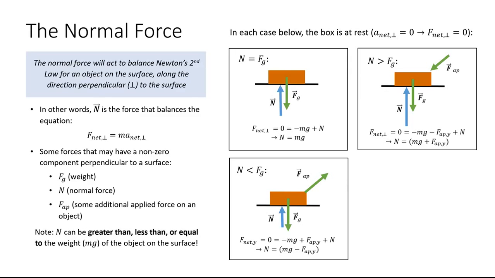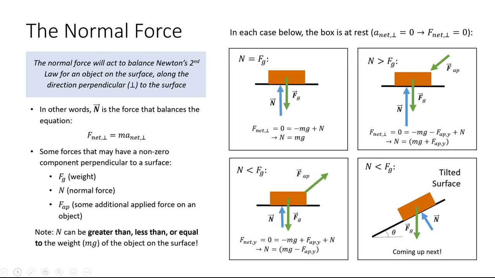Okay, and so we can see here that because the net force on the box in the y direction, or in the direction perpendicular to the surface, has to be 0 because it's not accelerating, the normal force in this case is going to be the weight minus the applied force. So because you're pulling up a little bit on the box, the normal force has to do less work to prevent that box from sinking through the surface. And so that's why in this case the normal force would be less than the weight of the box.